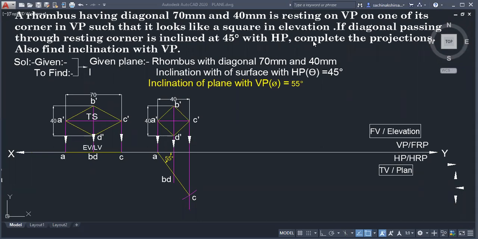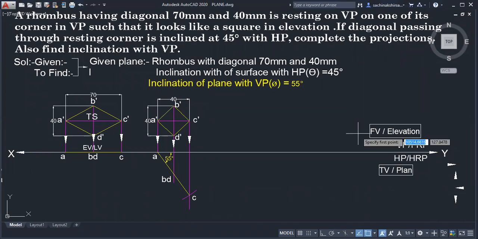Okay. So whatever inclination is given, 45, it is the true inclination. Correct. And we want to find its apparent inclination. So how to find it? Everyone, just give attention here. We cannot use this 45 directly. We have to find the apparent angle. How? Just see. First, draw one horizontal line here.